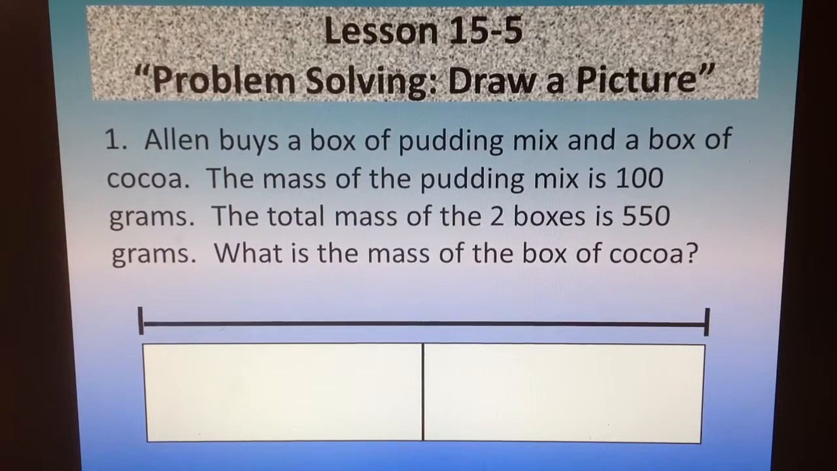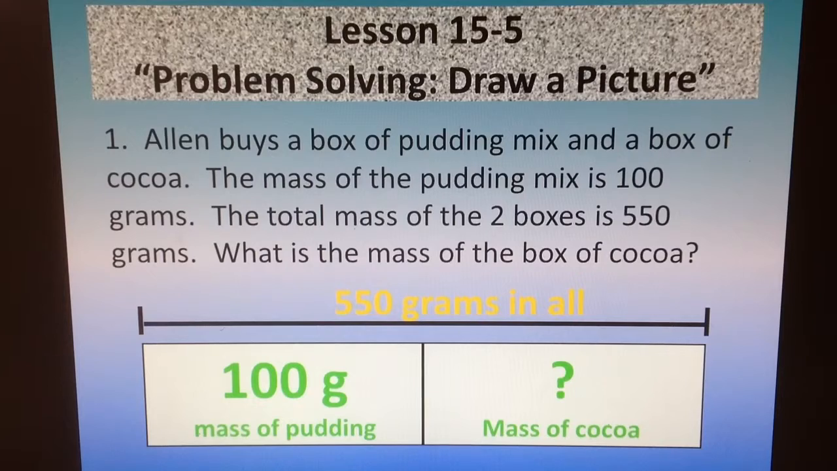And we tried another one. Alan buys a box of pudding mix and a box of cocoa. The mass of the pudding mix is 100 grams. The total mass of the 2 boxes is 550 grams. What is the mass of the box of cocoa? So you can make your part-part whole map look like that and think about where the number 100 goes and where the number 550 goes.